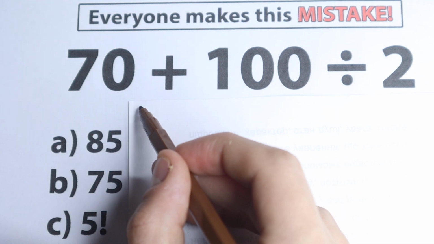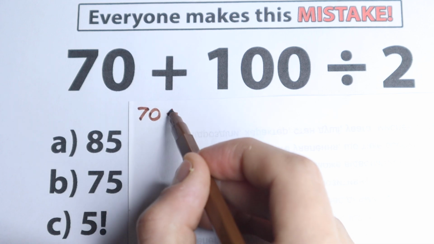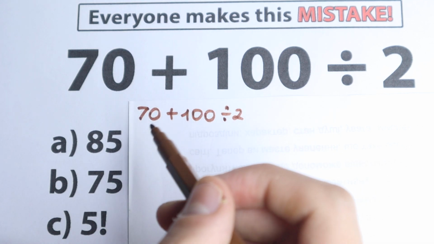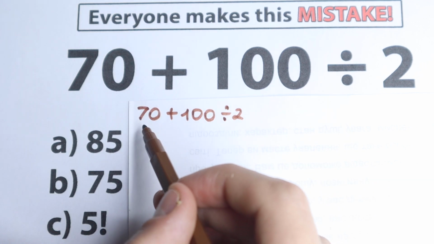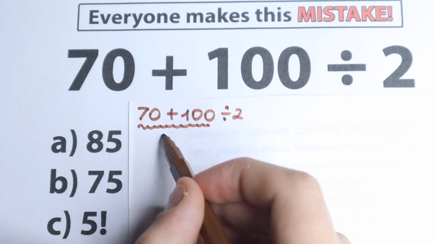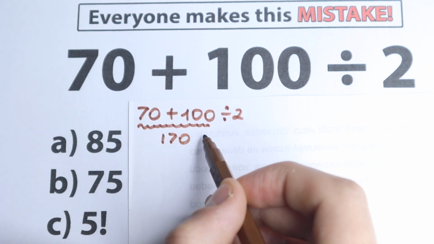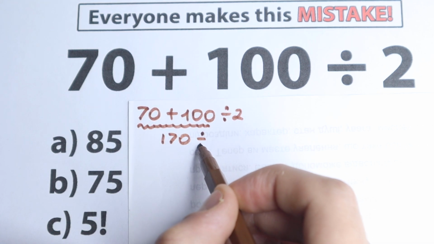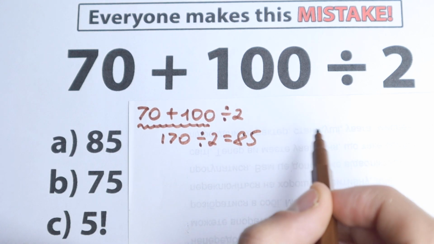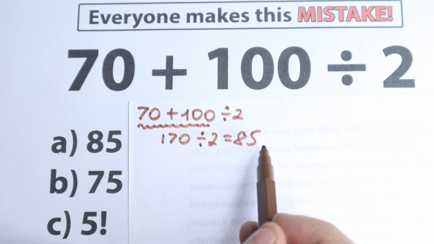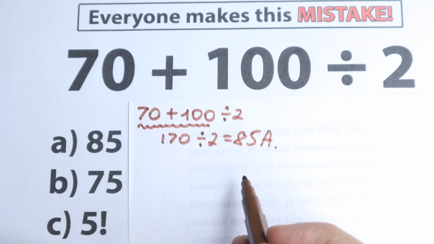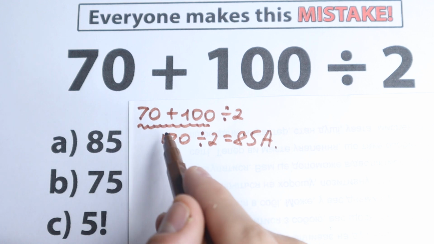Okay, first of all, I wanted to rewrite this question. So we have 70 plus 100 divided by 2. One part of students solve it like this. They say, okay, 70 plus 100, let's start from this one. So we have 170 obviously, and we still have this division, so divided by 2 equals 85. Okay, we have 85. This looks like option A is the correct answer to this question.